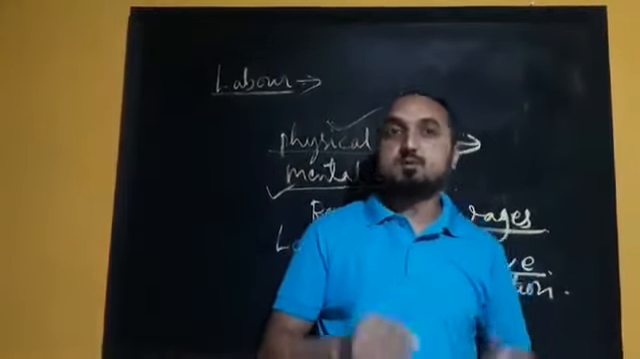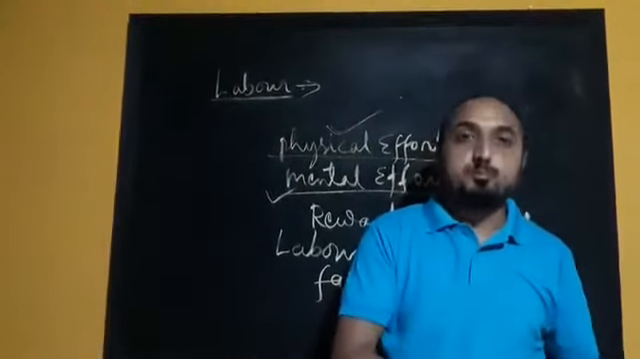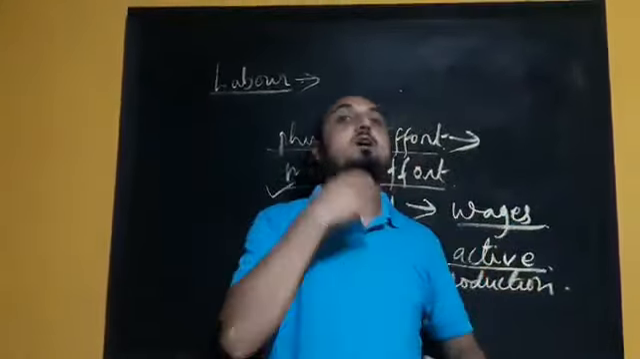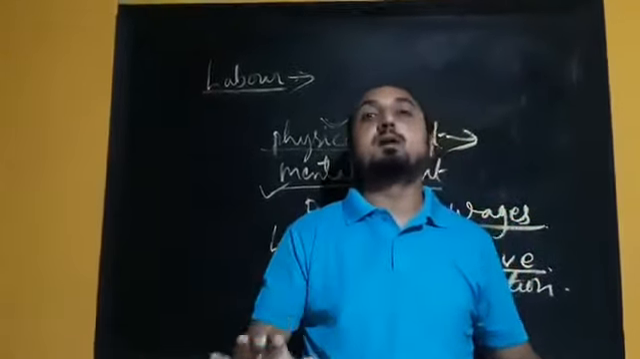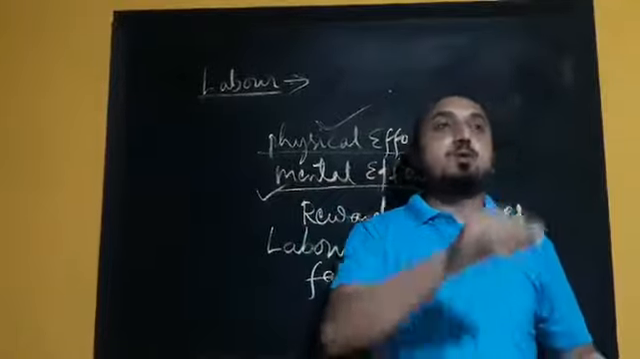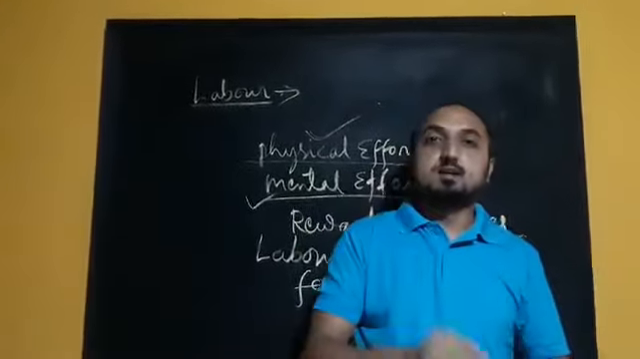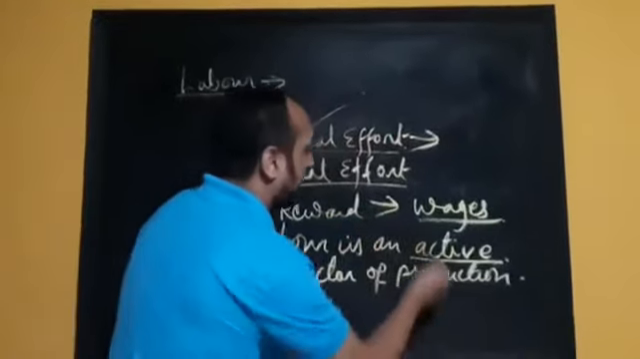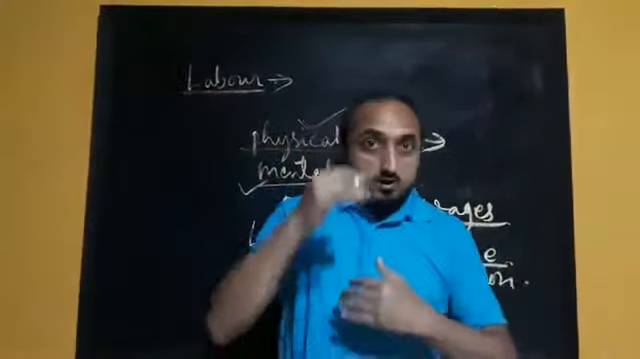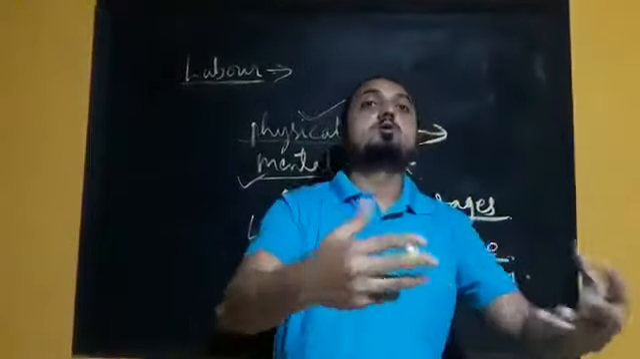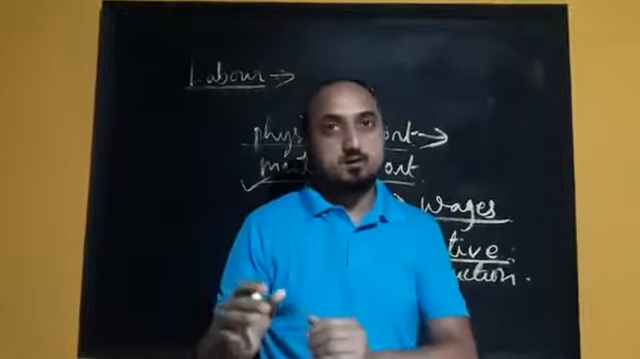I'll give you one example. Suppose we are talking about the use of machinery or equipment. In order to use that machinery or equipment, at least one laborer is needed, at least to switch on or switch off the plug. So that's why labor is called an active factor of production. Only in the presence of labor can the other factors of production operate in a smooth way.